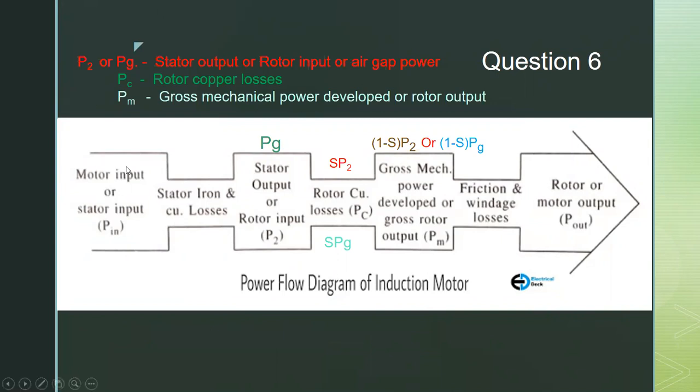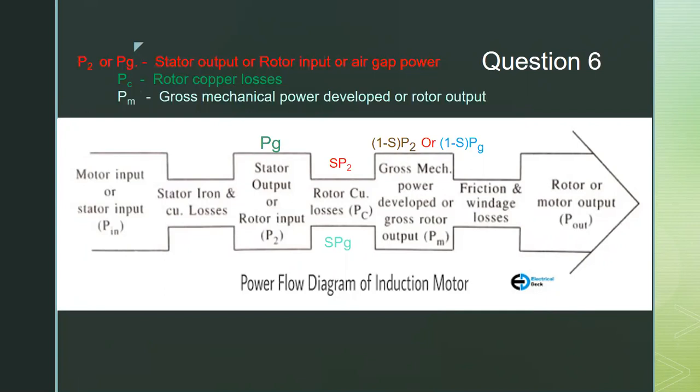You can see there is the motor input, or stator input. Stator input means motor input, which will be root 3 VL into IL into cos phi. Due to the stator winding, there will be stator iron and copper loss here. Then the stator output, or rotor input. So the stator and the rotor are connected through the air gap.